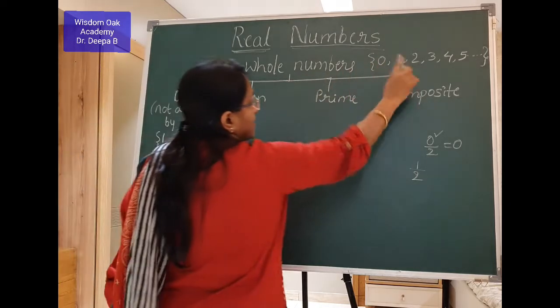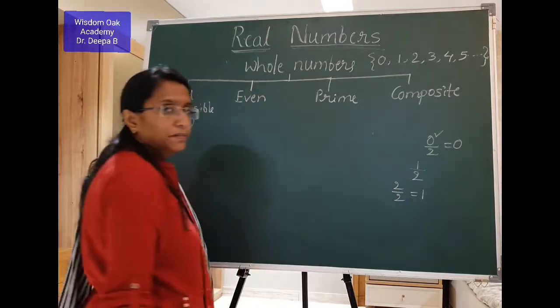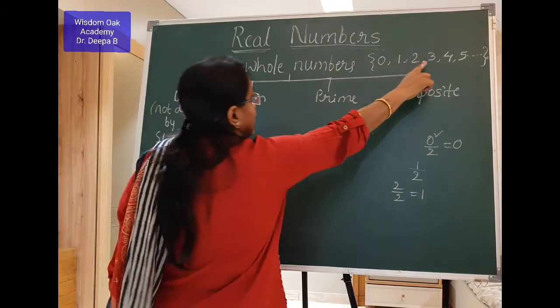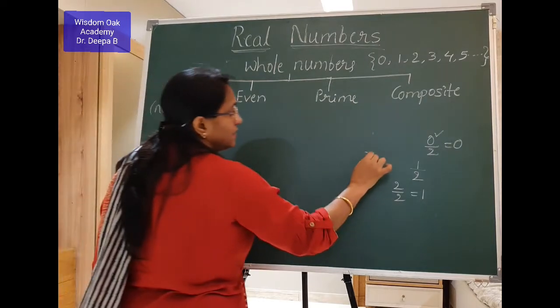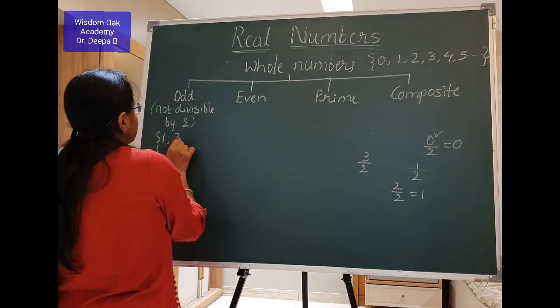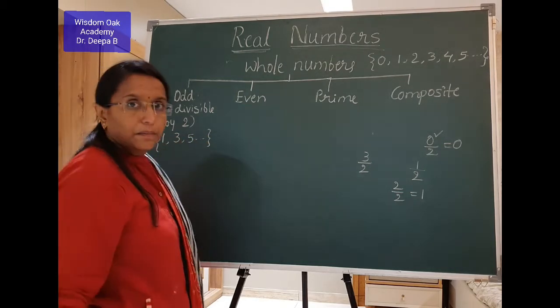Next, 2 is there. 2 by 2 is equal to 1. So it is divisible by 2. That's why it is not an odd number. Next, 3. Is 3 divisible by 2? No. So 3 is an odd number. Similarly 5. These are called odd numbers.